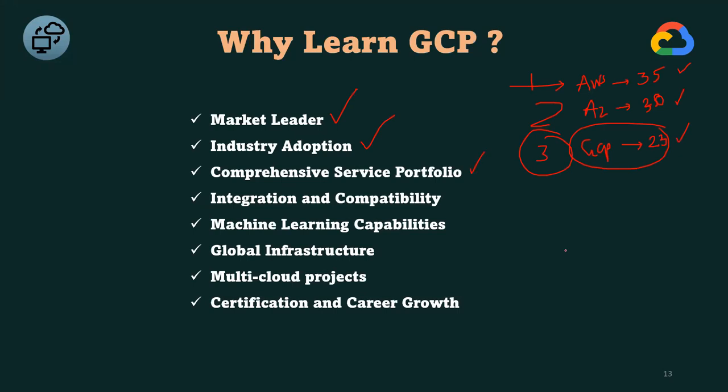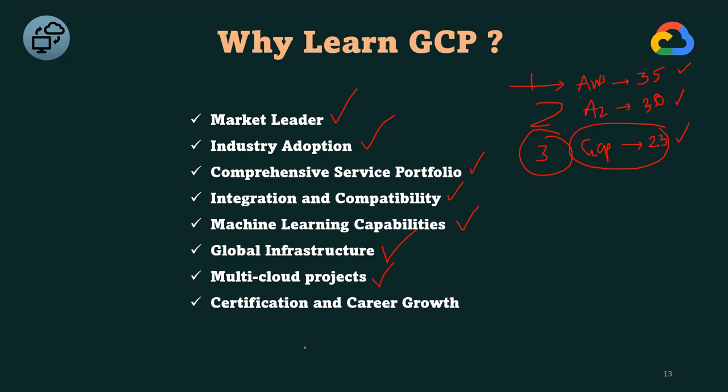It provides you a wide variety of services and products, with integration and compatibility with all other services. You can easily integrate these GCP services with all other services as well. It provides machine learning capability as well. It has a global infrastructure. In India also, we have two data centers for GCP, in Mumbai and New Delhi. Google Cloud infrastructure is available in Mumbai and Delhi, two places in India.